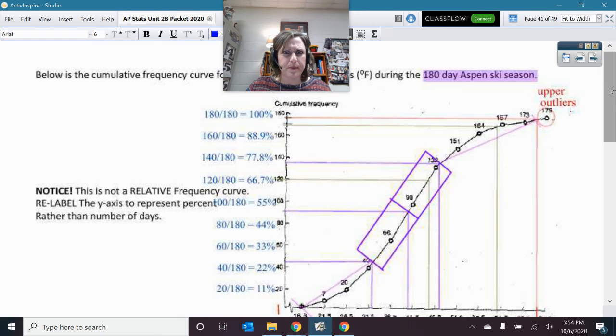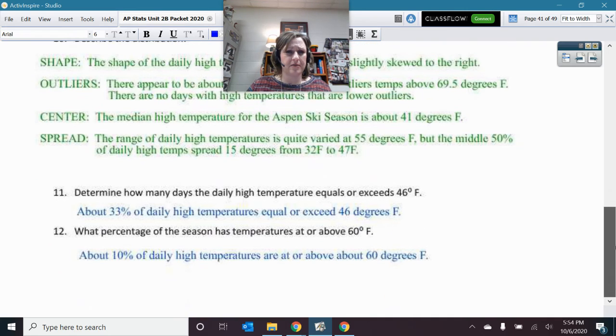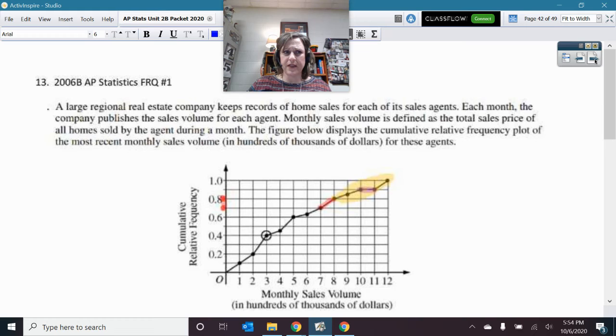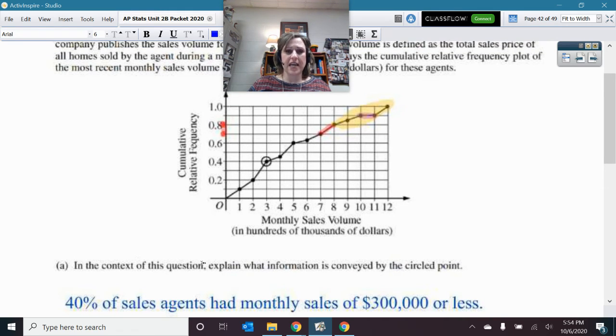Oh, it's not top 10%. It's about the top 10 days. Okay. So there is that one. Did we have any others? Oh, yeah. AP free response question. So here we go. In context, explain what this information is conveyed by this circled point.